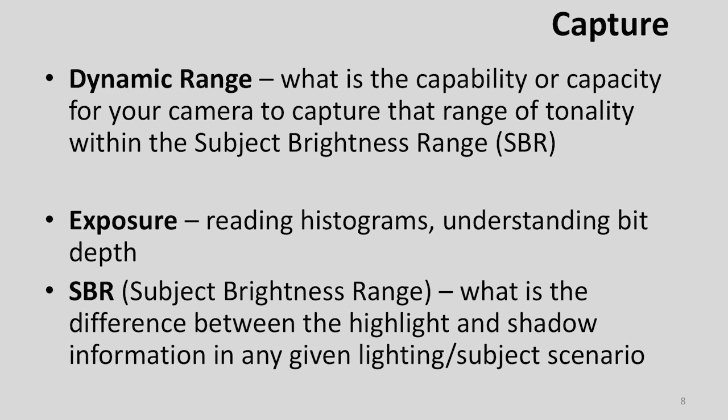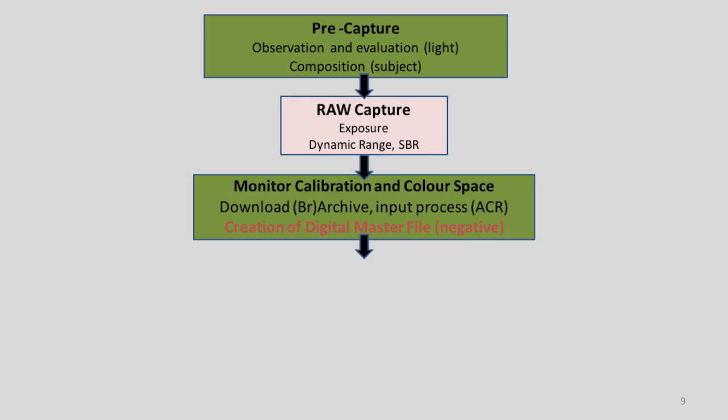So your dynamic range is the capability and the capacity of your camera to capture what range of tonality within the subject brightness range. Exposure is measured through the reading of histograms, and you have developed an understanding of bit depth. But the subject brightness range is the difference between the highlight and the shadow information, and how many steps of tone are in between. In the past few weeks in class, we've been working with input processing, where you visited the concept of the creation of a digital master file or negative.